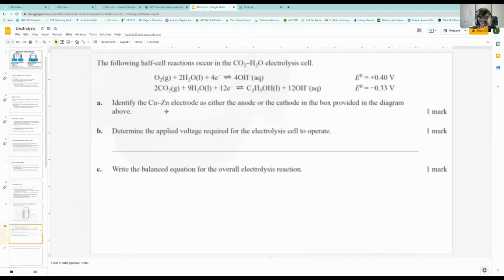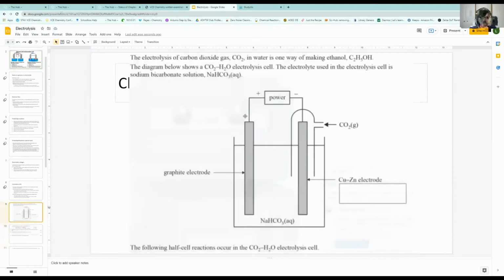Now identify the copper zinc electrode as either the anode or the cathode. All right, let's have a look at that. Here we've got a power source. Remember, what decides what's the anode and cathode is basically which end of the power source it's plugged into. Positive is always going to be plugged into a negative. So positive here is going to be negative here. Negative here is going to be positive here. So therefore, if this is positive, we know this is the anode over here. And this is going to be the cathode over here. Okay.